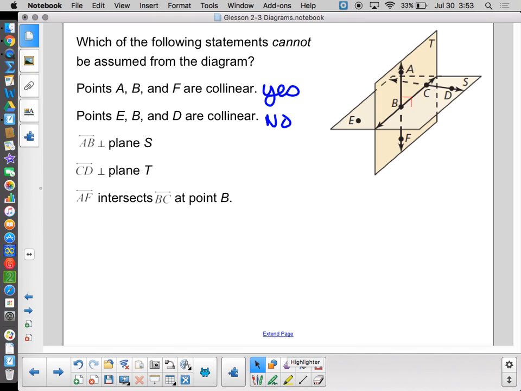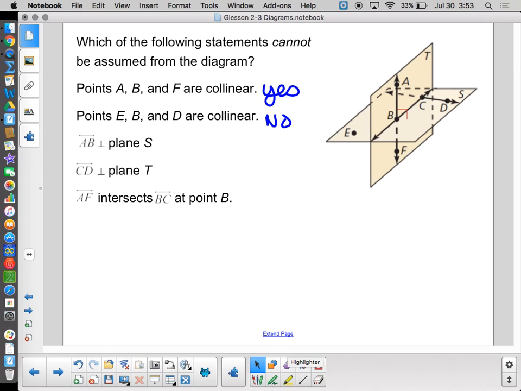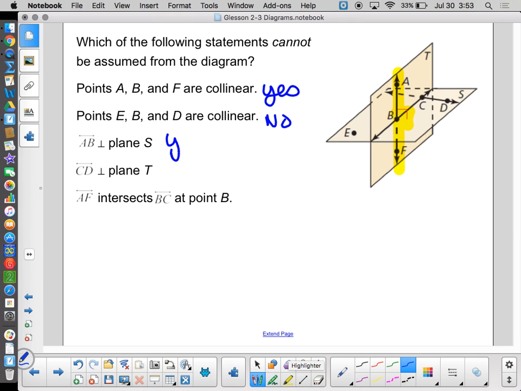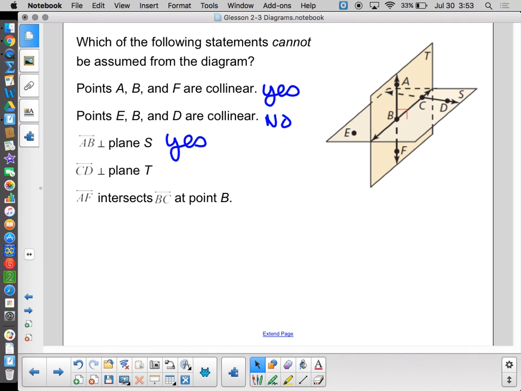Line AB is perpendicular to plane S. Okay, line AB, whoops, my highlighter. Line AB is perpendicular to plane S, the horizontal plane. Well, look what I got right there. I got a little right angle indicator. So yeah, I can go ahead and make that conclusion. The right angle indicator tells me that. If I didn't have that indicator, I could not make that conclusion, but that little right angle mark says yes, that line is perpendicular to that plane.